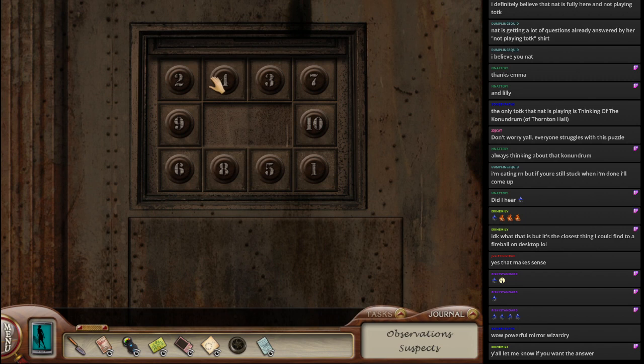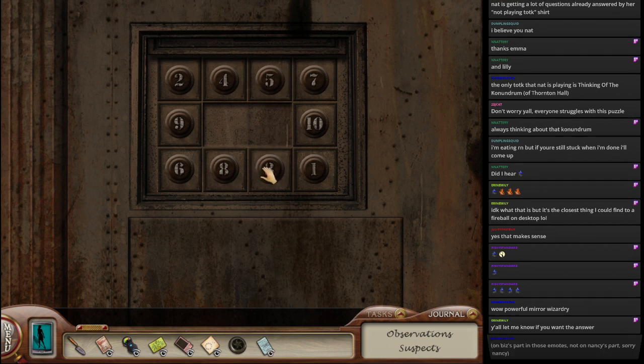Emily says, y'all let me know if you want the answer. What I want is Emma said when she's done eating, she'll come up and talk us through, because I think she understands the logic of the puzzle, and I would like for that to happen. So we might need to just power through for a little bit more while Emma eats dinner and comes upstairs.